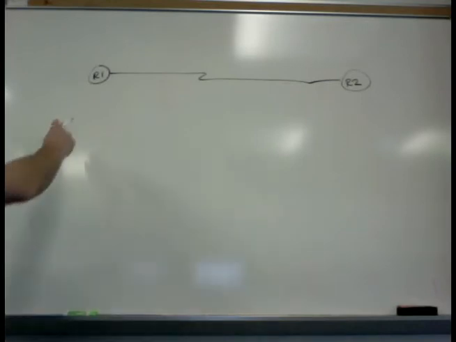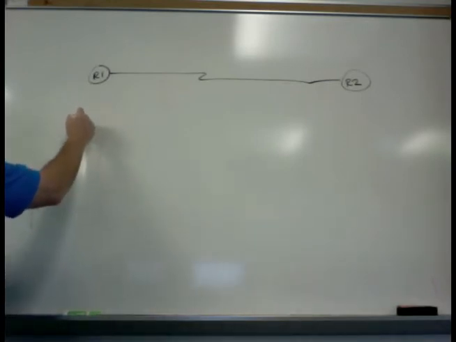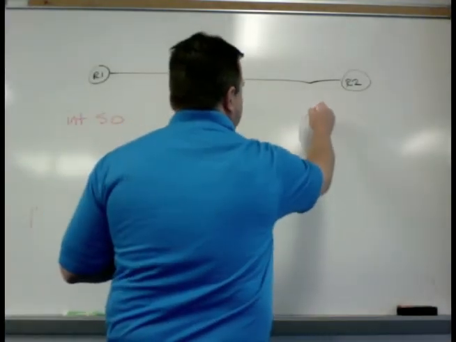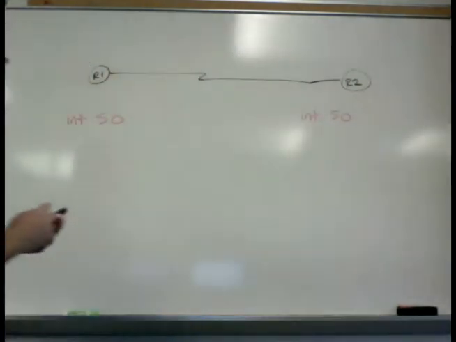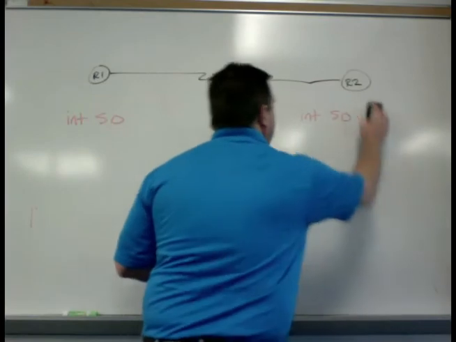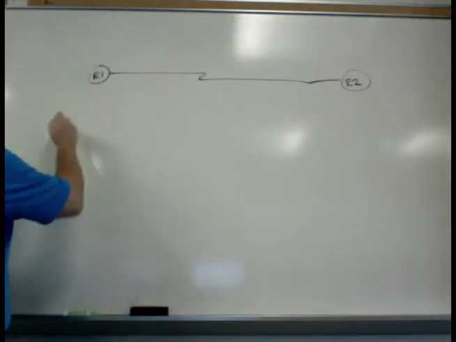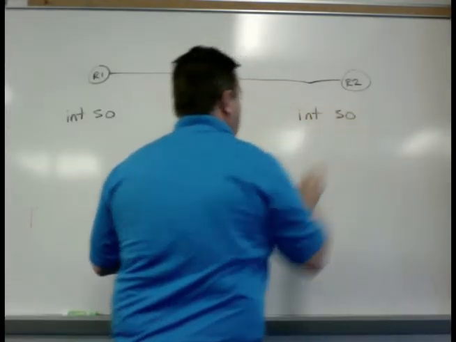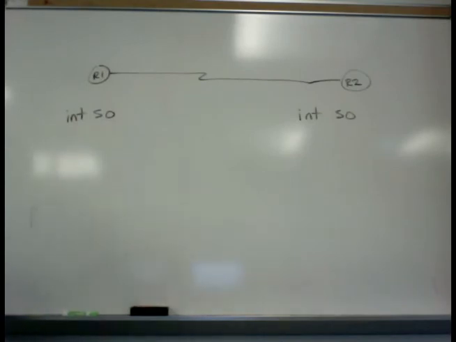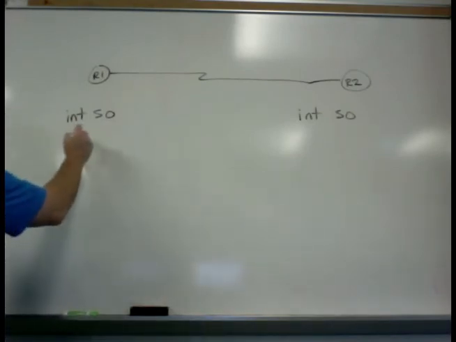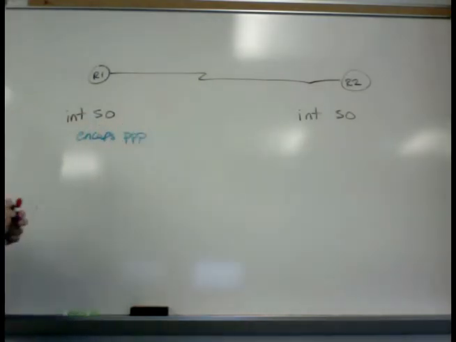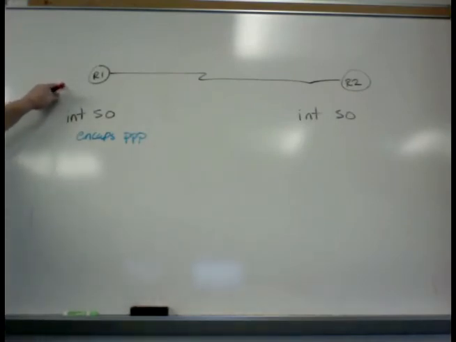So on router 1, we'll have interface, I'm just going to use S0. And over on router 2, we'll have interface S0. On router 1, we're going to type the command in caps, and I'm abbreviating them here, PPP. So what is that? What is router 1 going to do when you add the command in caps PPP?